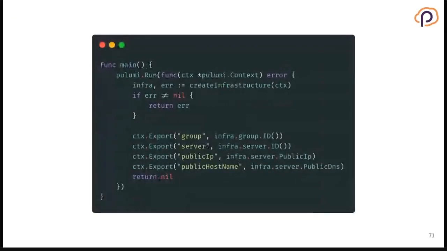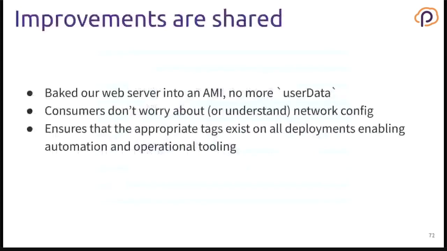And so the main code here looks very similar. It's just a lot shorter. We run that create infrastructure function, and then we export the public IP and the host name just like before, right? But it's a simpler interface for maybe those who want to run a web server but don't want to be exposed to all the details of network configuration and which AMI to pick, yada, yada.